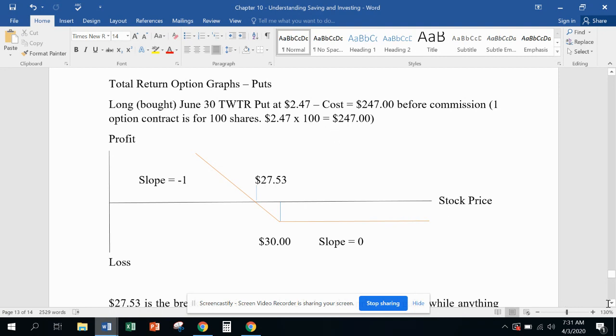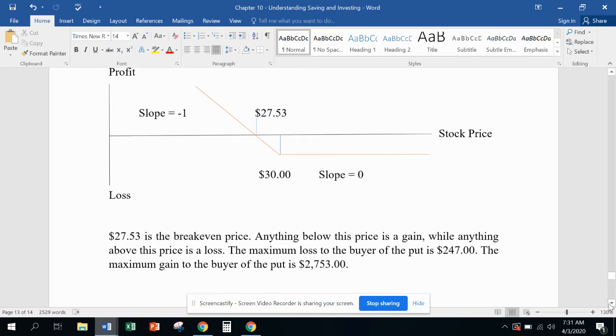All right. So now $27.53 is the break-even price. Anything below this price is going to be a gain. Okay. Because the right to sell at 30 is going to have a lot of value when the price is at 25 or 20 or even lower.